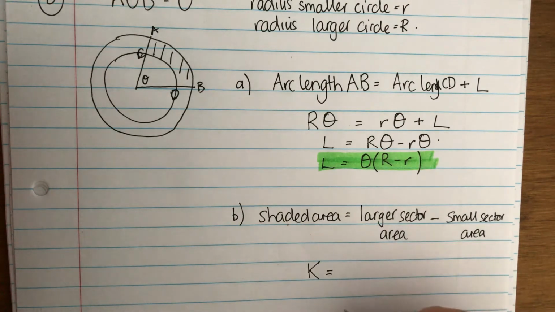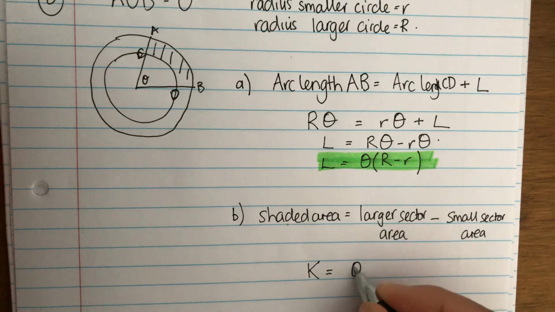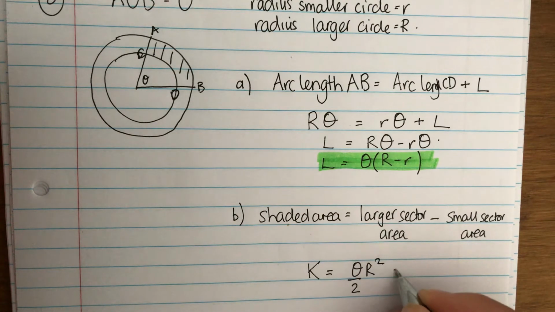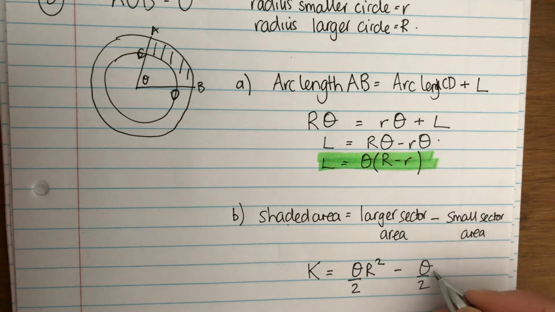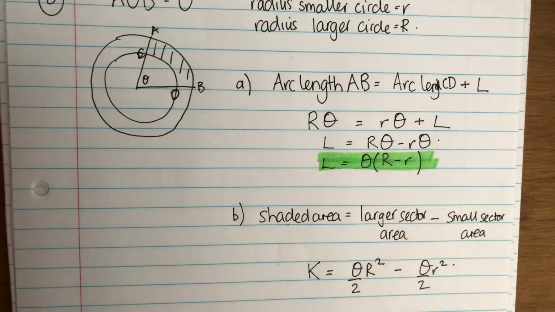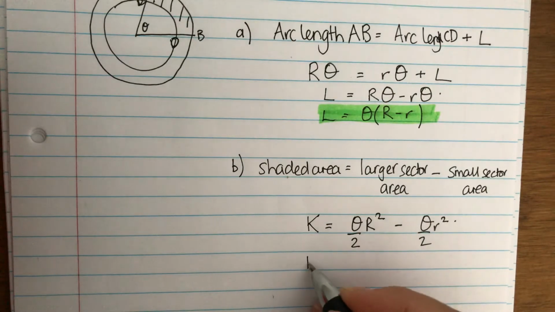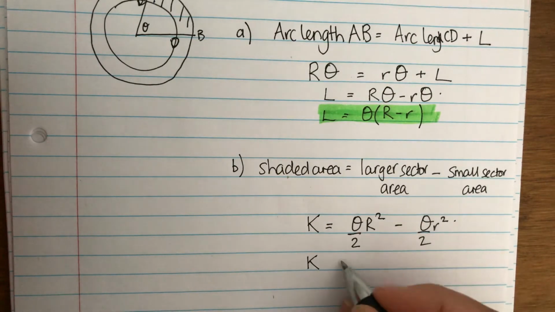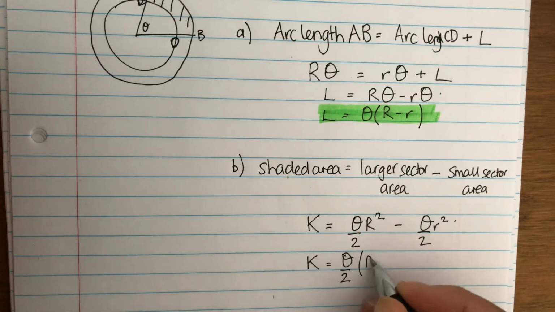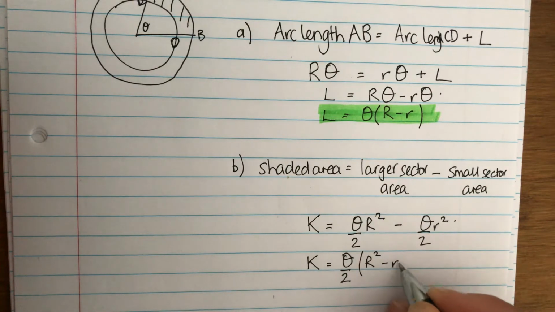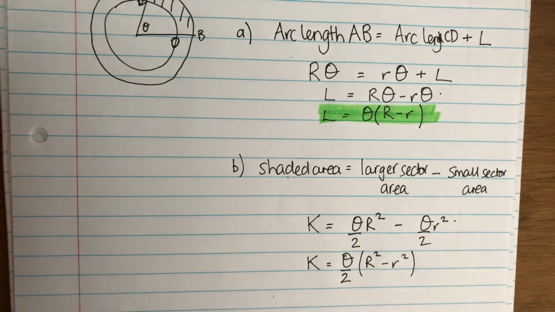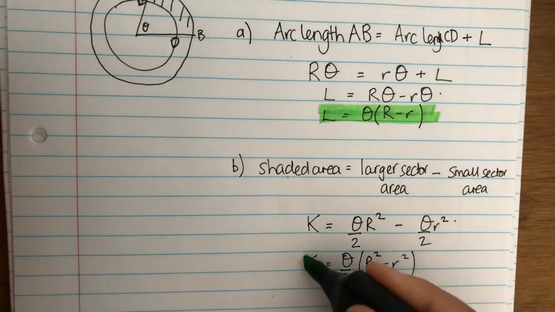The large sector area is theta over 2 capital R squared, take away theta over 2, smaller sector area, little r squared. Well, I can do something similar with that. I can take common factor of theta over 2 out: big R squared, take away little r squared. That's it in its simplest form.